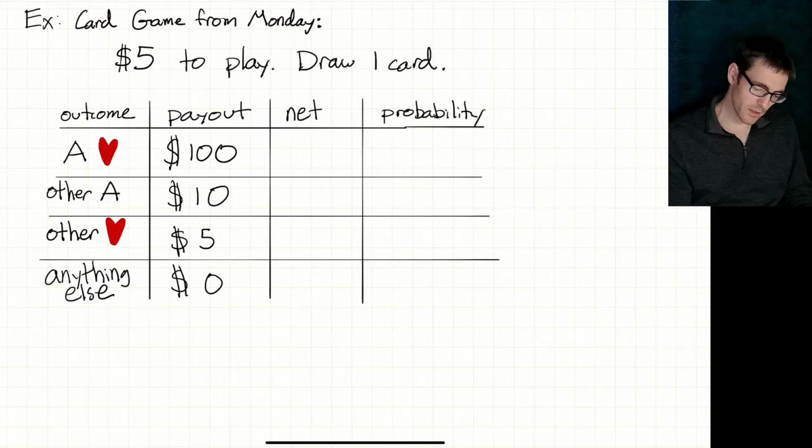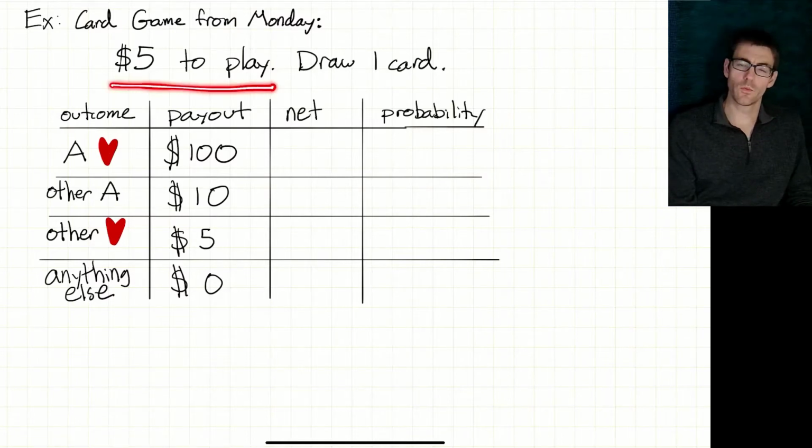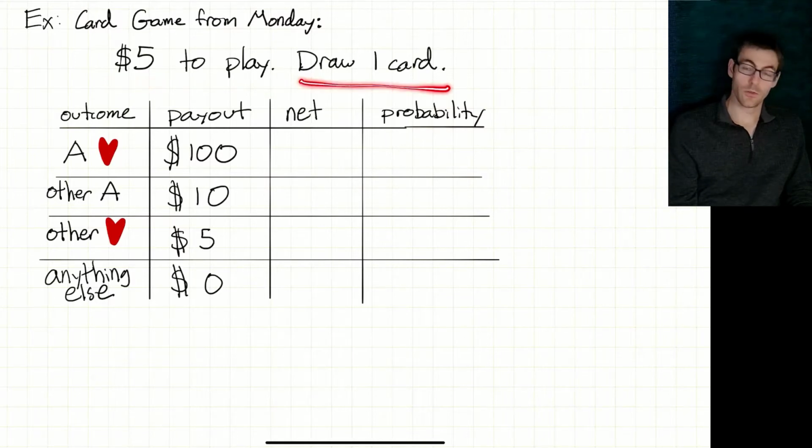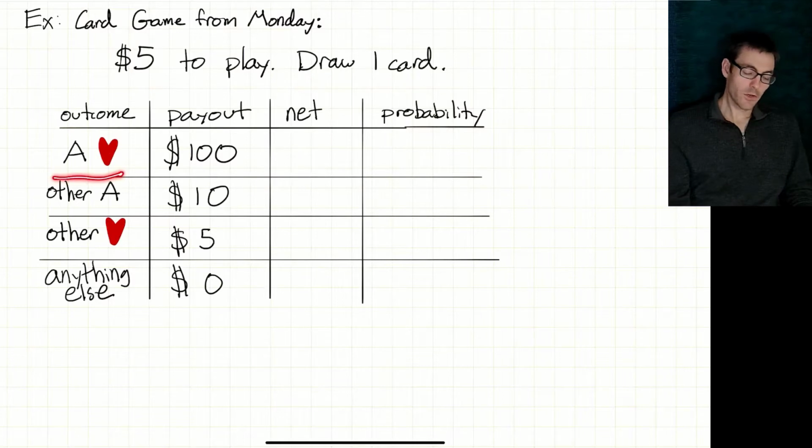All right, to go through this example that we've already talked about, the card game that we talked about on Monday, if you want to play the game, it costs $5 to play. The way it works is you draw one card from a standard deck of cards. If you happen to draw the Ace of Hearts, then you get paid $100, so big payout. But then there are some other smaller prizes that you can win.